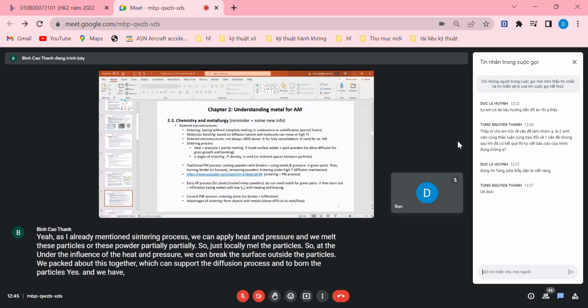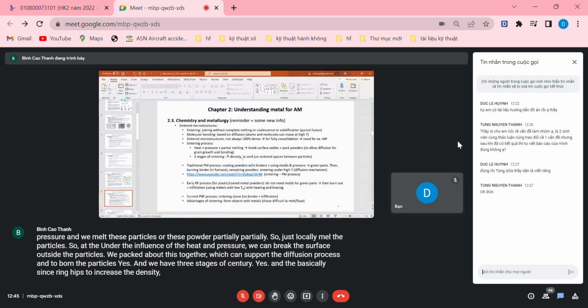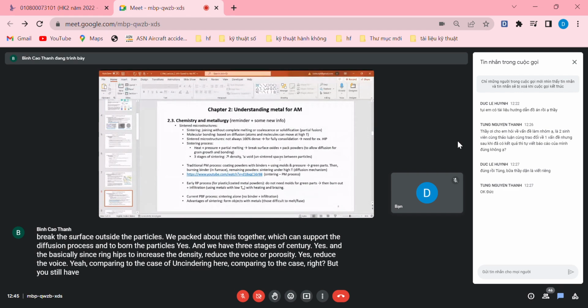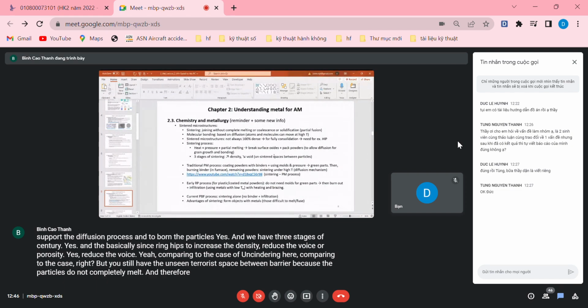And we have three stages of sintering. Basically, sintering helps to increase the density and reduce the voids or porosity, compared to the case of unsintered material. But you still have unsintered space between particles because the particles do not completely melt, and therefore you still have space between them.